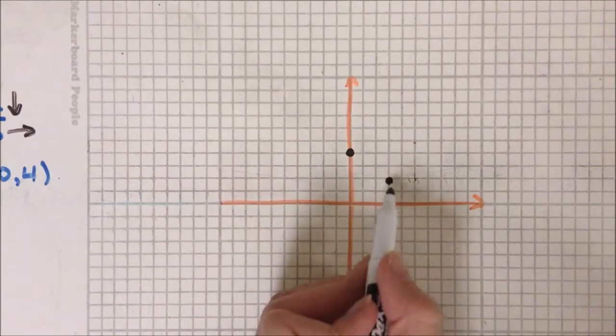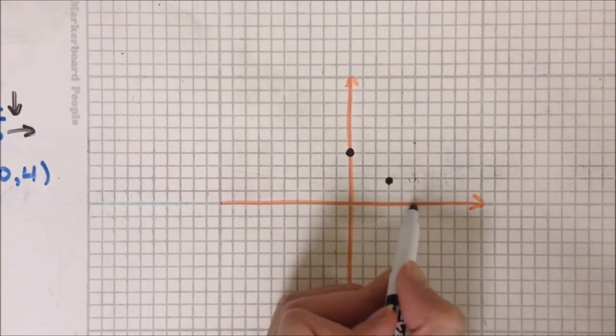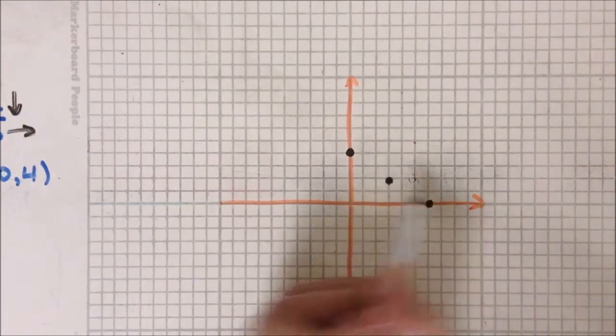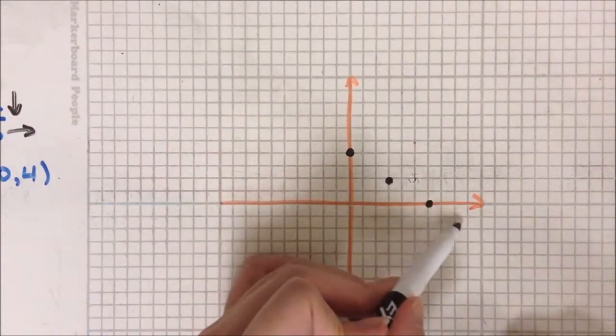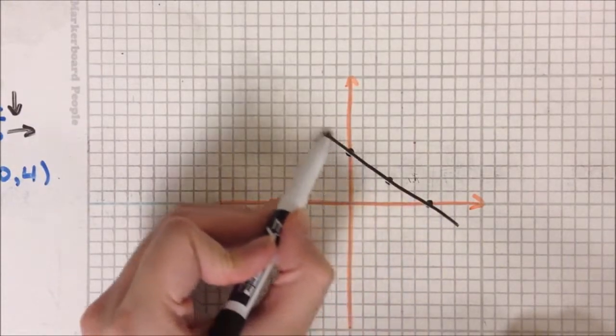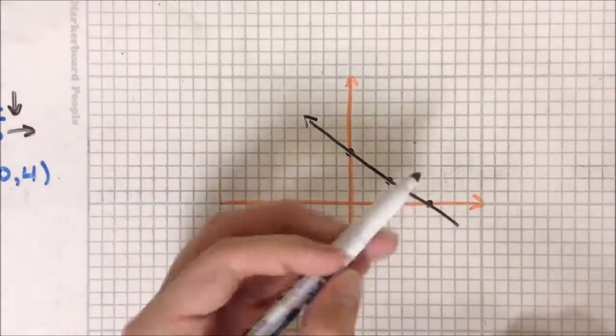And then I'm going to go one more time. So down 2, 1, 2, and then right 3, 1, 2, 3, following our slope. Once you get 3 points, that's good enough to make our line, so I'm going to connect them like so. Include my arrows on the end.